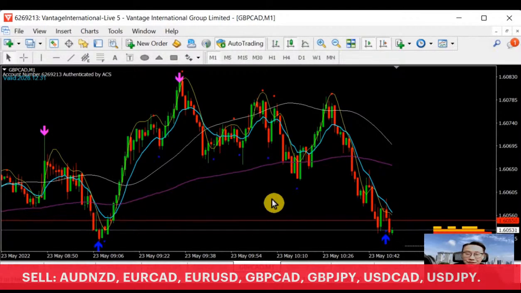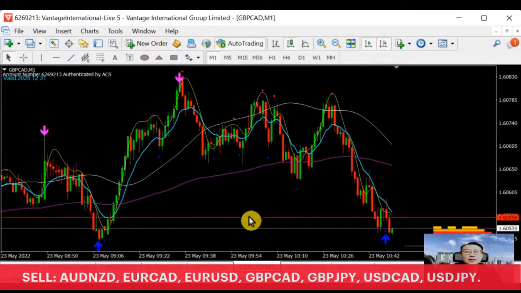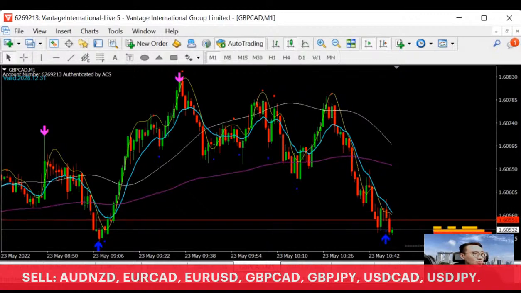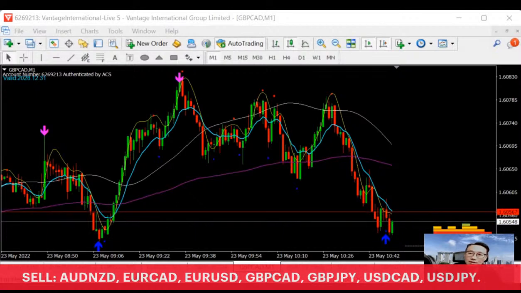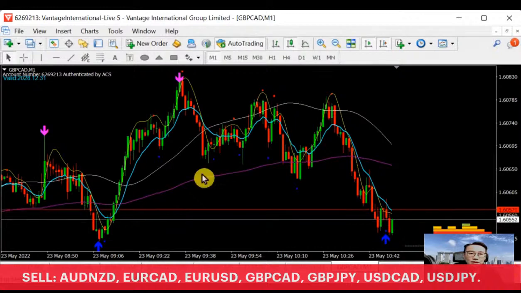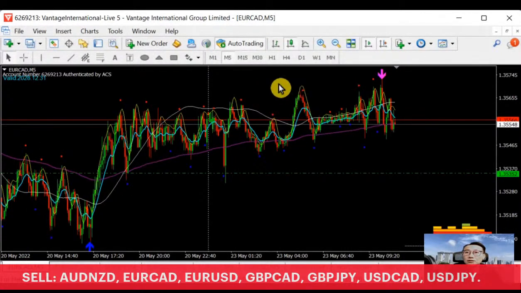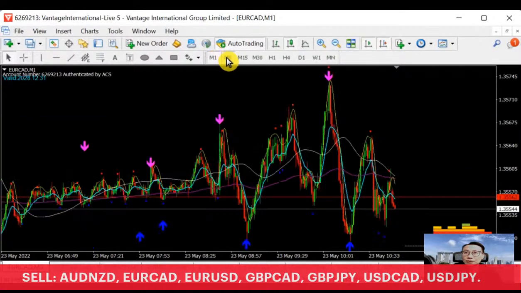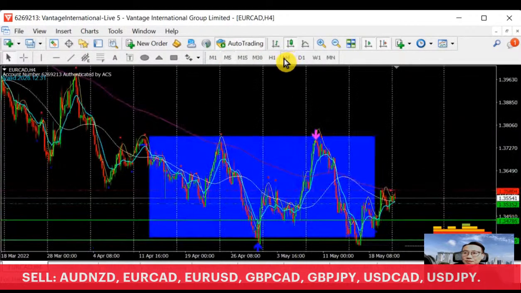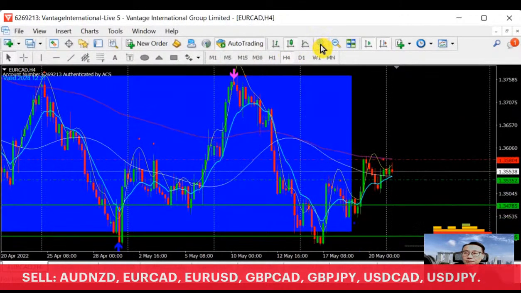Okay, let's see what do we have here now. Aussie Kiwi has already retraced upwards. Or Euro CAD, Euro CAD over here. Yes, Euro CAD. Oh, we have quite a bit of a spot over here.